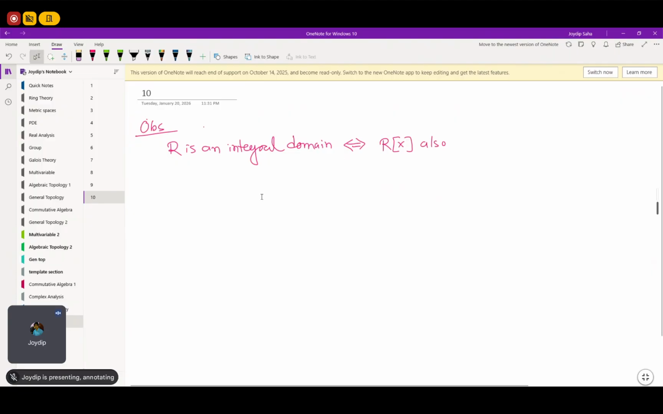If R is an integral domain, is it if and only if? Try. Yes. Okay, it is true. It is an if and only if statement.